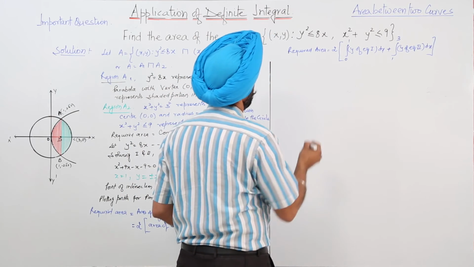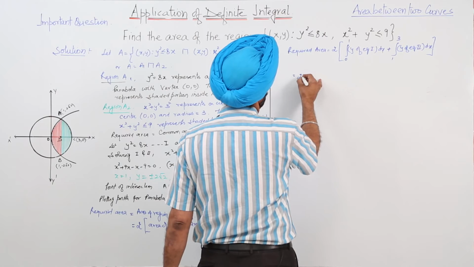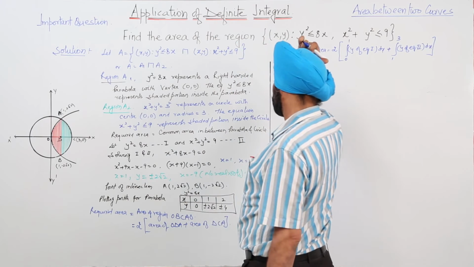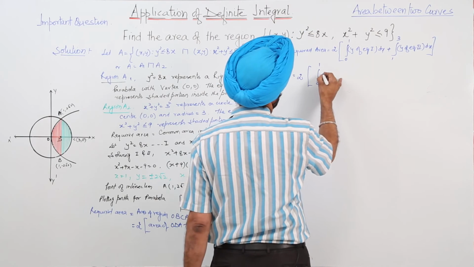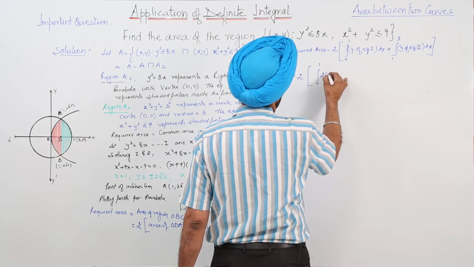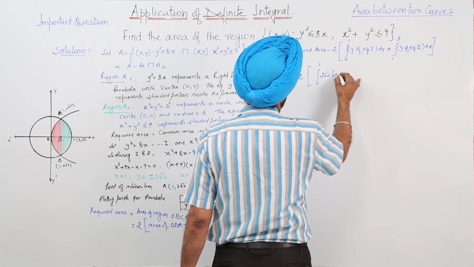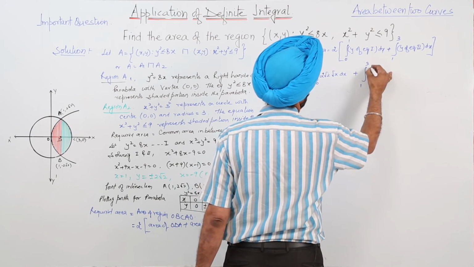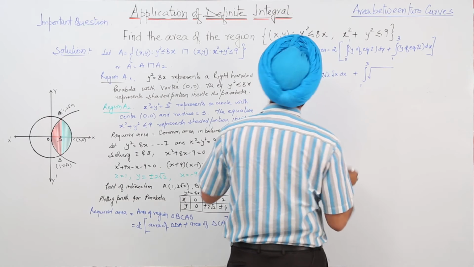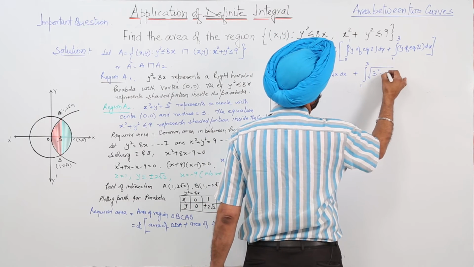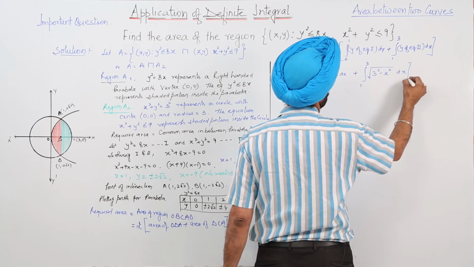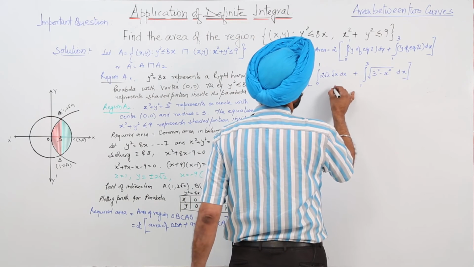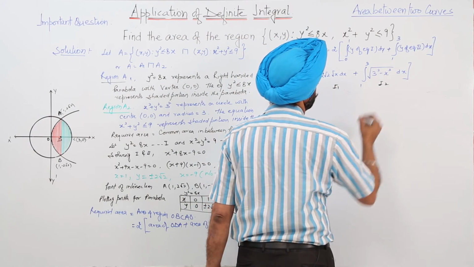Now let us put it: twice of the integral from 0 to 1, where y is equal to 2 root 2 root x dx, plus the integral from 1 to 3 of root of 3 square minus x square dx. Okay. Now let this be I1 and this be I2. Is it clear?